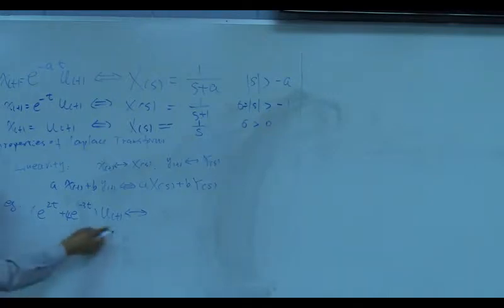This input signal has 2 signals, right? The first one is e to the 2t ut. Second one is 4 e to the negative 3t ut. Use the linear property. The Laplace transform of this signal is the Laplace transform of this signal, then plus the Laplace transform of this signal. Okay, now what's the Laplace transform of this signal? Whatever, s minus 2.